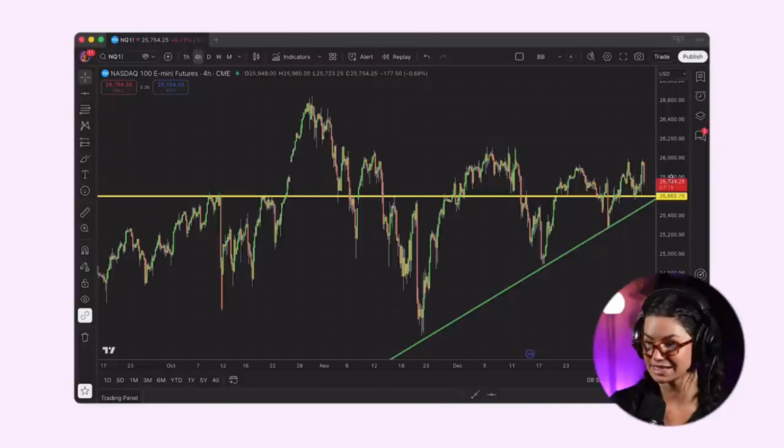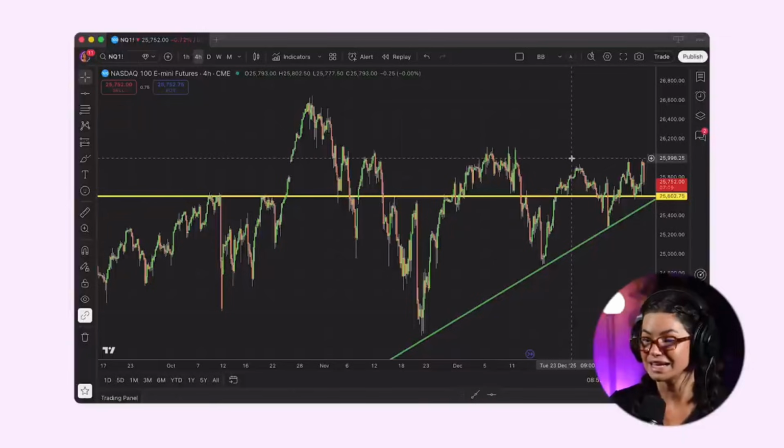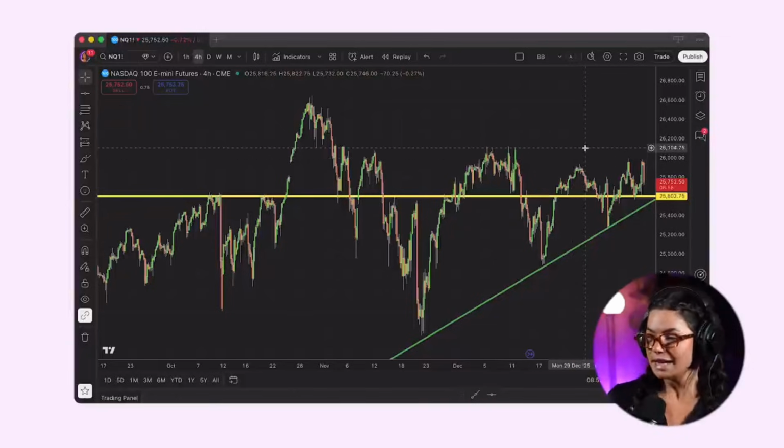Now let's mark up our resistance. Same concept. We want to get as close to real-time price action as possible, while also maintaining the most amount of touch points. Now, what I can do is mark up this 26,104.75.